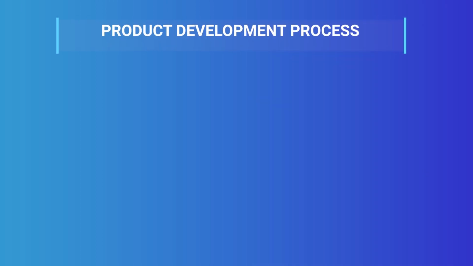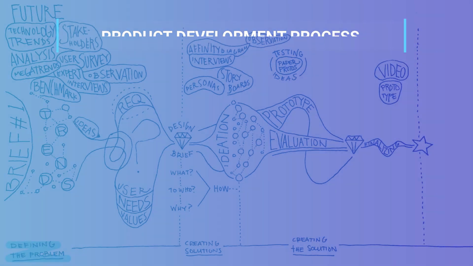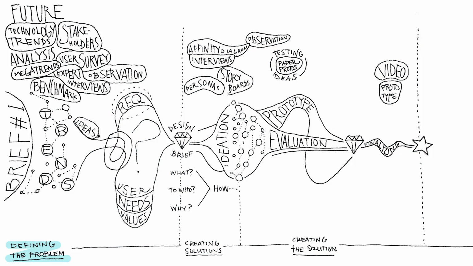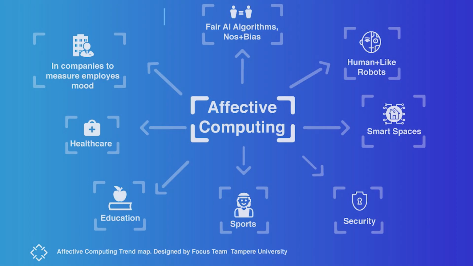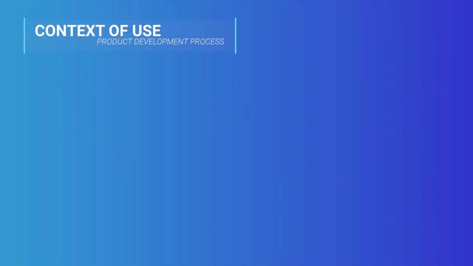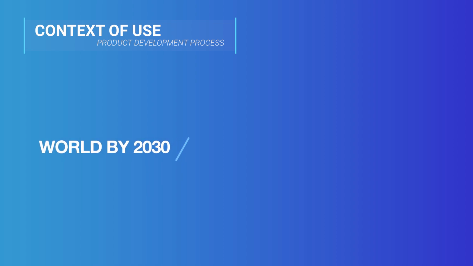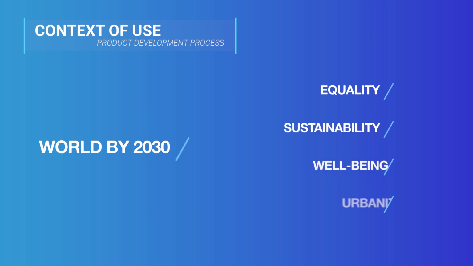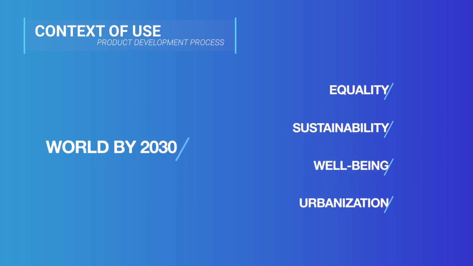Our first step in this process was to define the problem. For doing so, we had to know better what affective computing was and what their future trends were. We created a future trends map. We had to take into account that our product design had to be aimed at the context of 2030. We used megatrends as a helping tool for guiding our project. Through these megatrends, we selected 4 important concepts for the future: equality, sustainability, well-being, and urbanization.